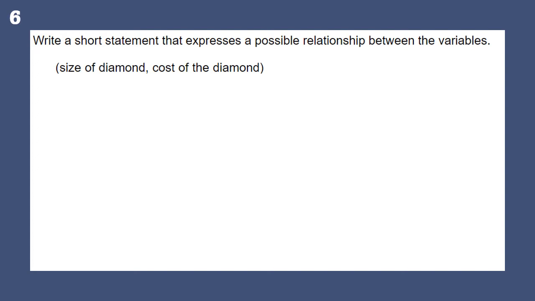Write a short statement that expresses a possible relationship between the variables, the size of a diamond and the cost of a diamond. Okay, so the first question I have for you is, which one comes first? Do you pick a price, or do you pick a size? Which one comes first? Well, the truth is, what's causing the other one?